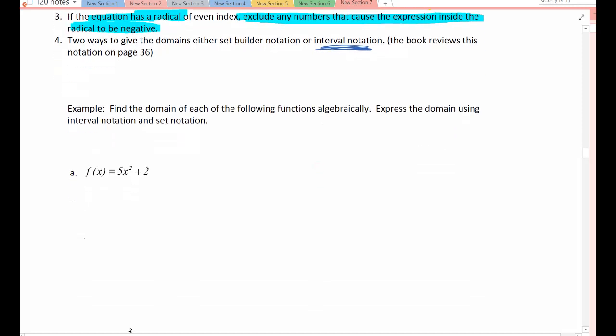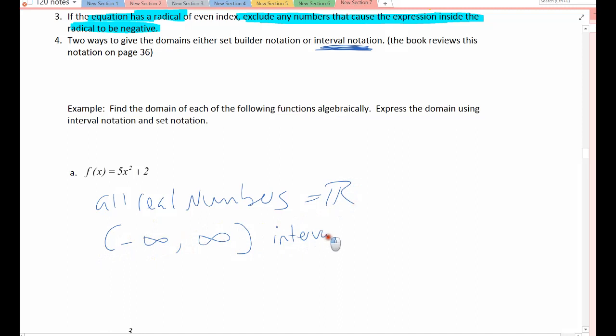That means the answer is all real numbers. The interval notation for that is everything between negative infinity and positive infinity. That's the interval notation for all real numbers, and you would put parentheses, not brackets, because you can never get to infinity, and you can never get to negative infinity.